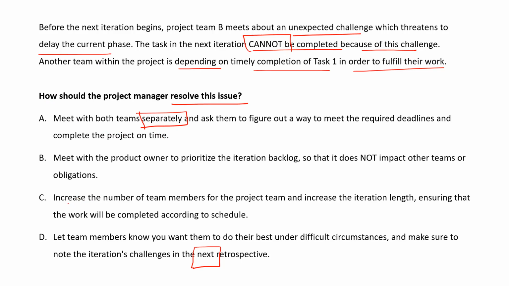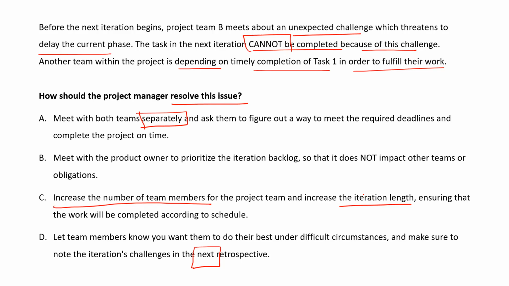Based upon our understanding, can you do this? Yes, can be C, sir. We can do this. Yes, C. Did you not hear the lecture? When the iteration starts, you cannot change the team members, you cannot change the iteration length.